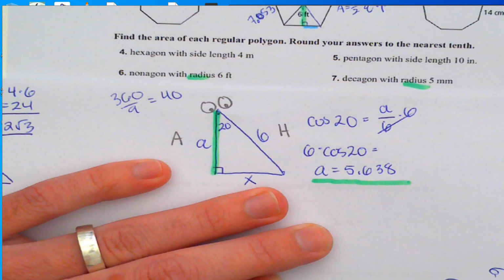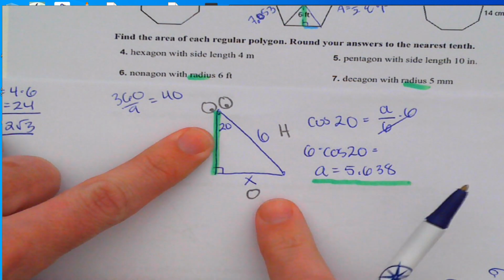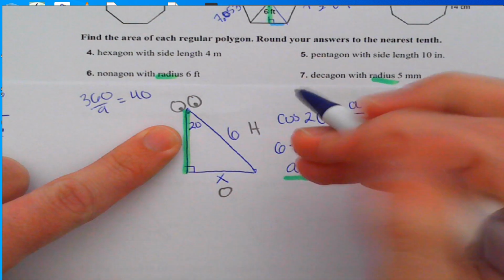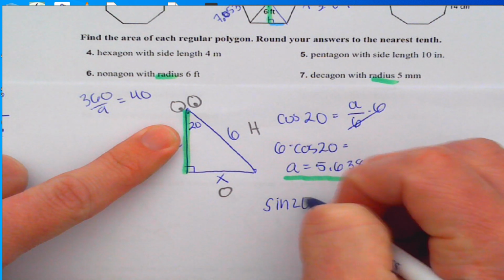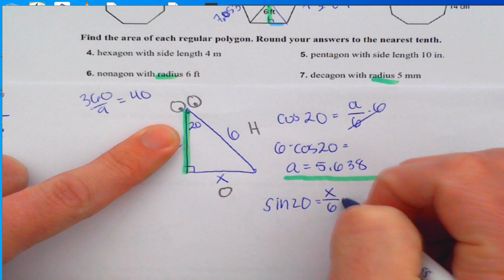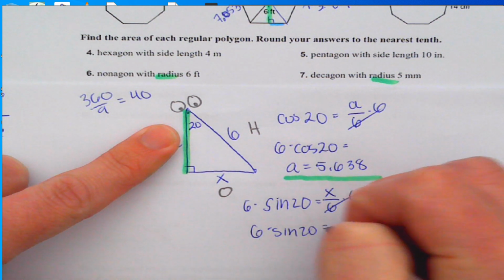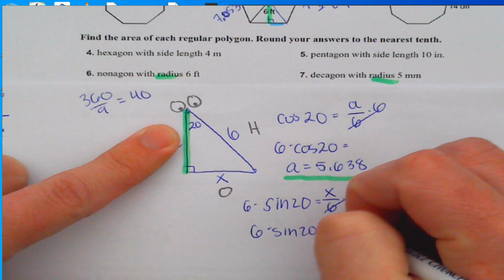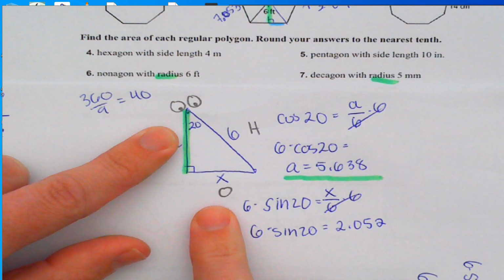Alright, next we need to find x, so that's going to be OH, so we're going to be using sine. So we're going to do sine of 20 equals opposite over hypotenuse. And again, we can multiply by that 6. So you get 6 times the sine of 20. And that gives us 2.052. So this is 2.052 right here for x.